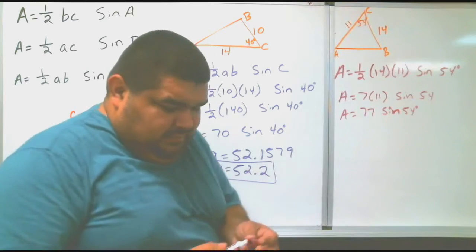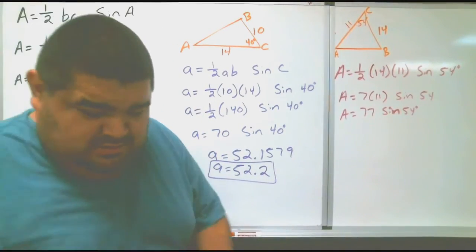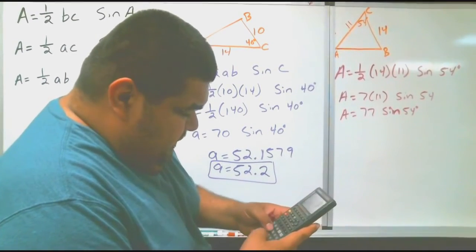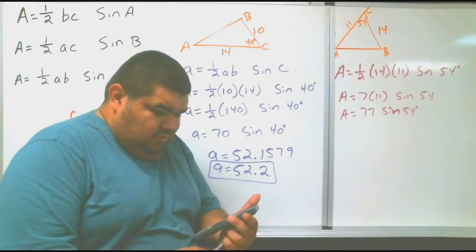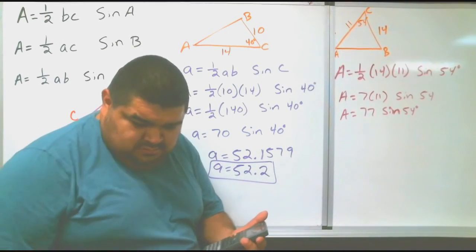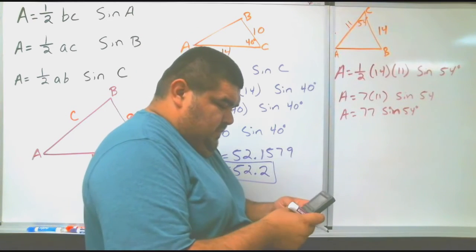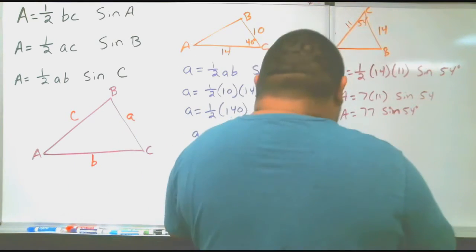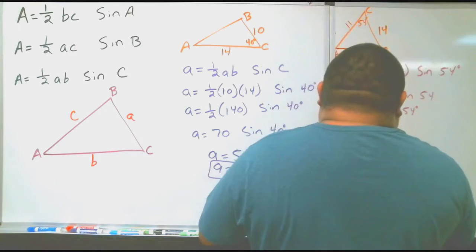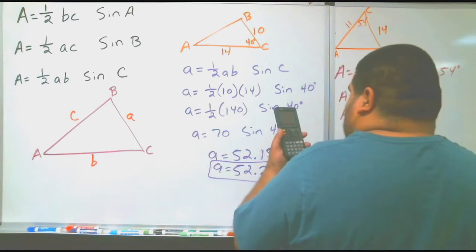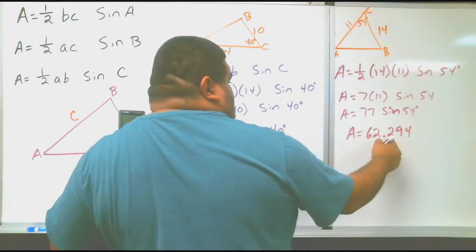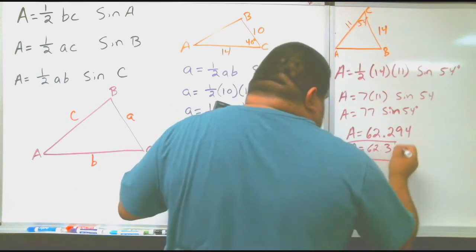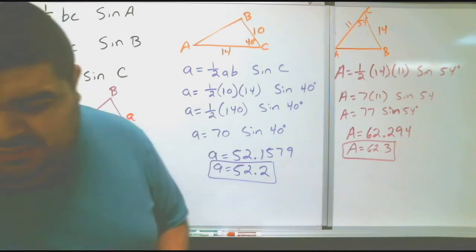degrees. So we type it into our calculators. So 77 sine of 54 equals, let me see here, shift menu, I have it right there, we go. Degrees, here we go. 62, so the area equals 62.294 and so on. So we only need one after, the area equals 62.3. And that's it. We are done.